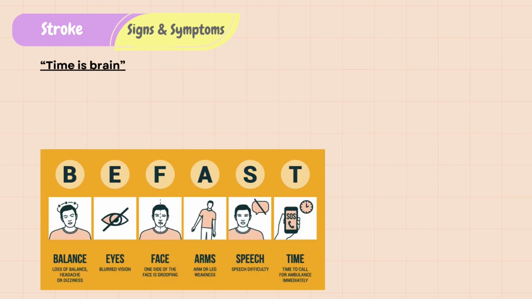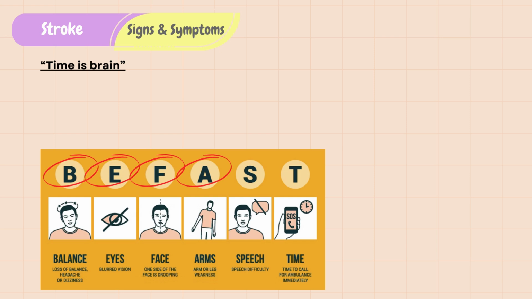The B-FAST acronym helps to identify signs and symptoms of stroke. B stands for balance, such as sudden loss of balance or coordination. E stands for eyes. Is there a sudden vision change or trouble seeing? F stands for face. Does one side of the face droop when the patient smiles?